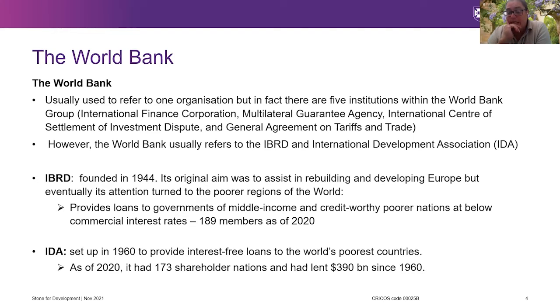And as of 2020, it had lent $390 billion in the 60 years since 1960. If you think about that quantity of lending, the Chinese development banks that have come to challenge the World Bank, the Bretton Woods institutions, they're lending a lot of money too. So it'll be interesting to do a comparison of those development agencies.